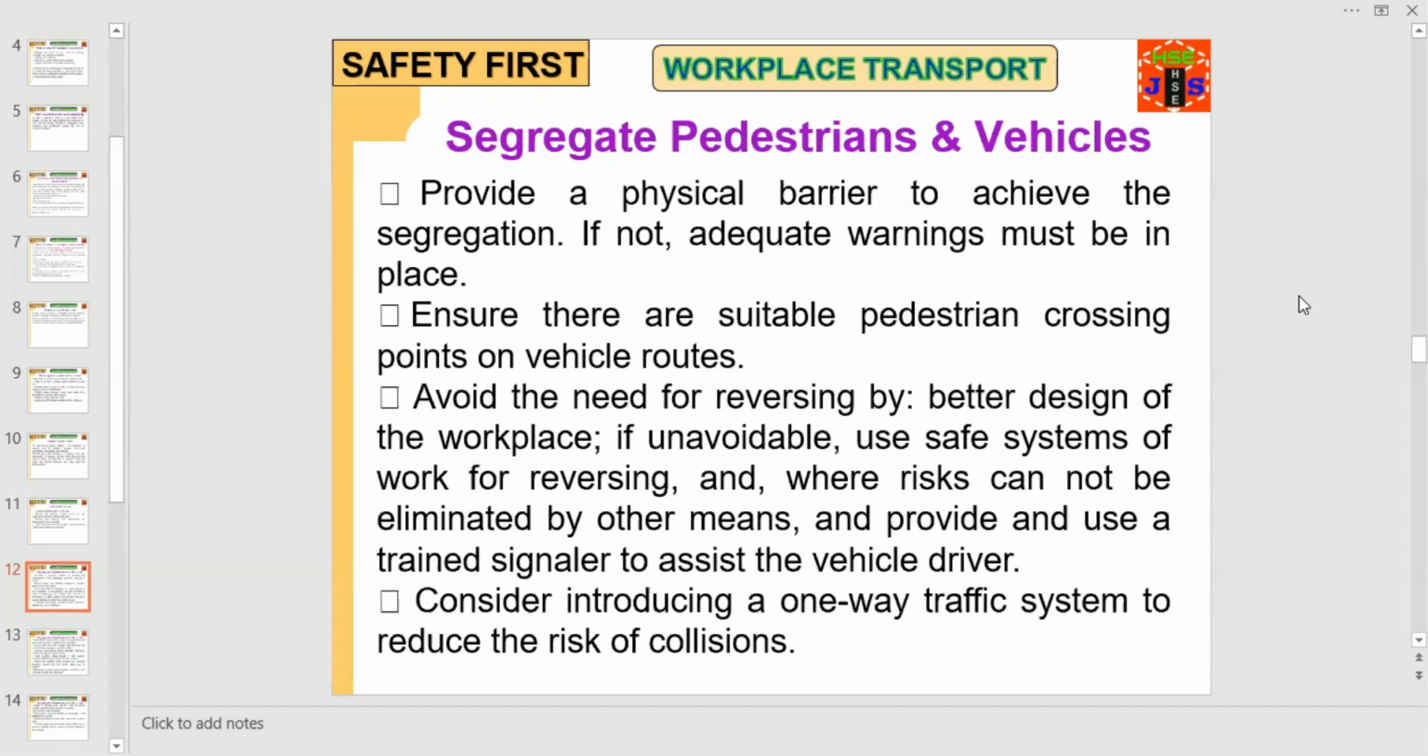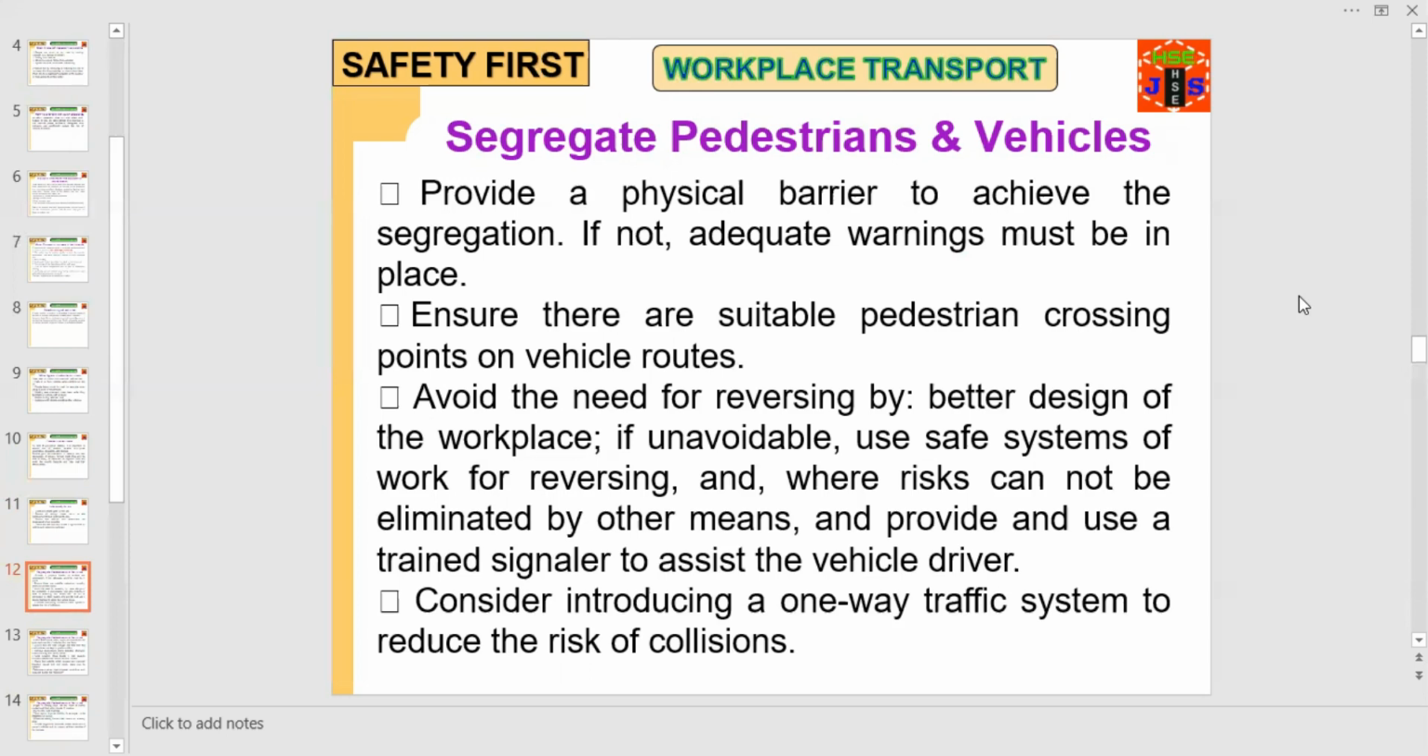What to do then, and how to segregate pedestrians and vehicles? Provide a physical barrier to achieve the segregation. If not, adequate warnings must be in place. Ensure there are suitable pedestrian crossing points on vehicle routes. Avoid the need for reversing by better design of the workplace. If unavoidable, use safe systems of work for reversing.